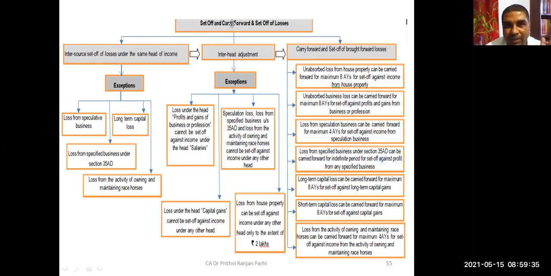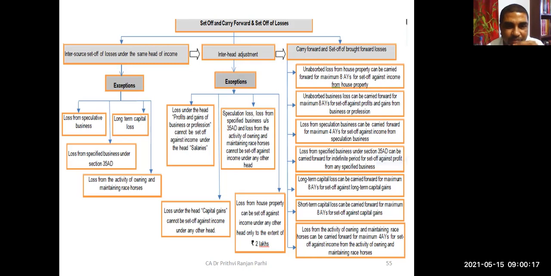Once inter-source is over, there is again inter-head. Here also 4 exceptions you have to remember. But when coming to carry forward, there are 7 exceptions. Now quickly tell me the inter-head exceptions. In inter-head adjustment, again there are 4 exceptions. First one is the loss under the head of profits and gains of business or profession. This exception says that the loss from PGBP cannot be set off against income from the head of salaries, but can be set off against the other heads of income.